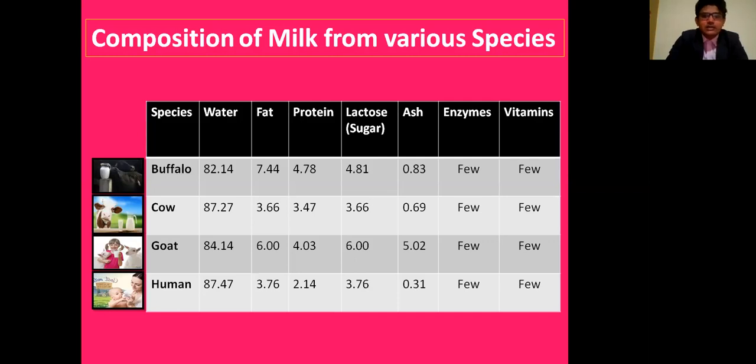In the same way, we can explain that cow milk contains these different parameters. Goat milk also contains these different constituents. Then human milk also contains these different constituents. If you look closely at these four species, we can easily see that the cow milk fat content and the human milk fat content are nearly the same. The cow milk fat content is 3.66% and the human milk fat content is 3.76%. In the next topic, we are going to learn more detail about each of these constituents.